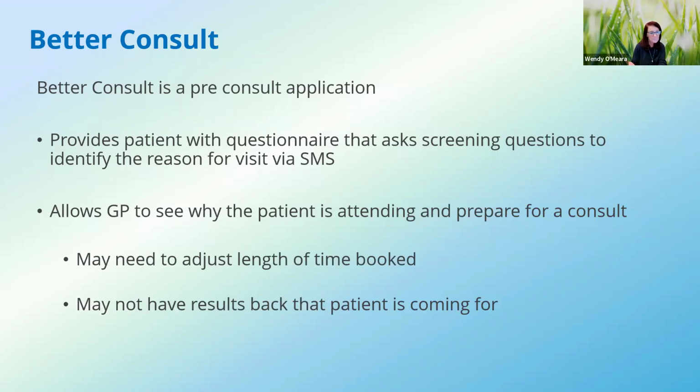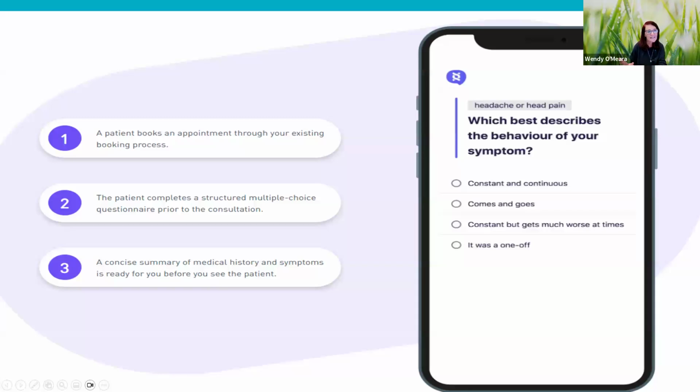And the patient may not have results back that the patient's coming for. So a patient may be booked for review of results, but those results aren't actually back in yet. So it allows you to identify those really quickly and make sure that your day is within your control, basically. That's what it looks like on an SMS basis. It sends a text to the patient asking them several questions. The patient books the appointment, they get a link, and there's a series of really quick, short answers that the patient will complete, which then will populate.